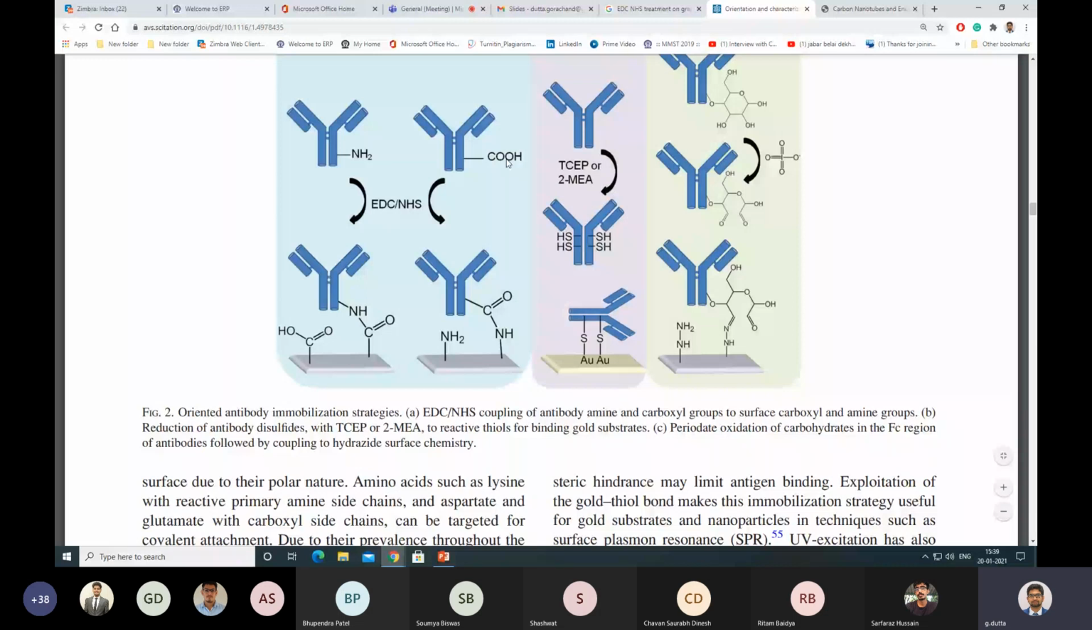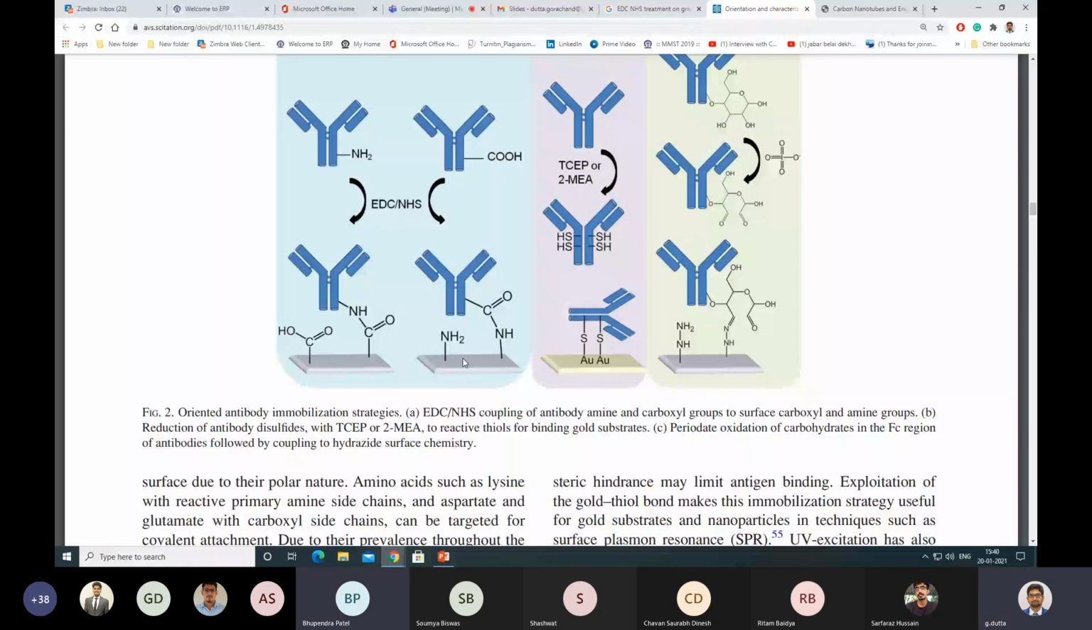You can utilize these free groups, amine and carboxylic acid, and react with them by EDC NHS. If you want to utilize the amine group, then you have to form COOH group on the surface. But if you want to use the carboxylic acid group, then you have to form amine group on the surface, and vice versa. Clear? So if you want to use amine group, you have to create COOH group. If you want to use the COOH group, you have to create the amine group. How you can create the amine group, I will let you know.